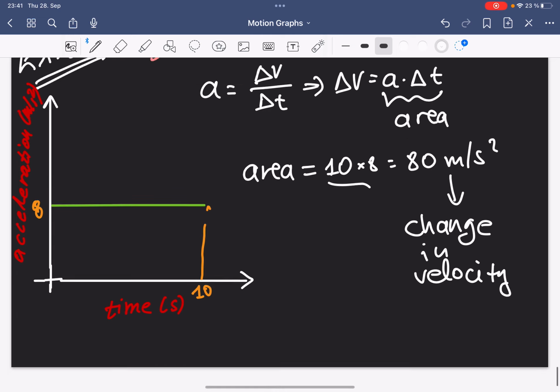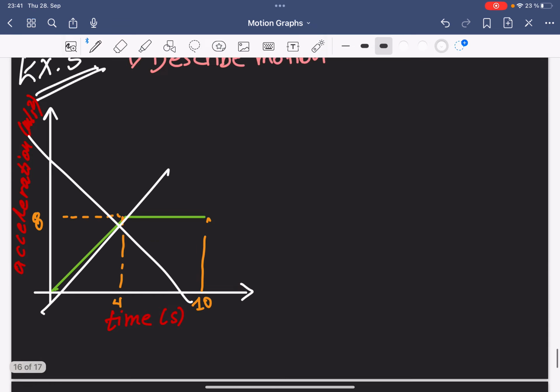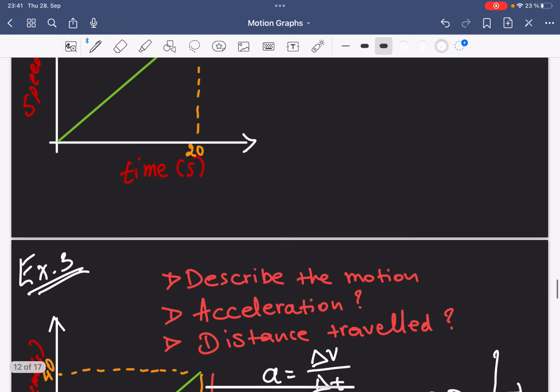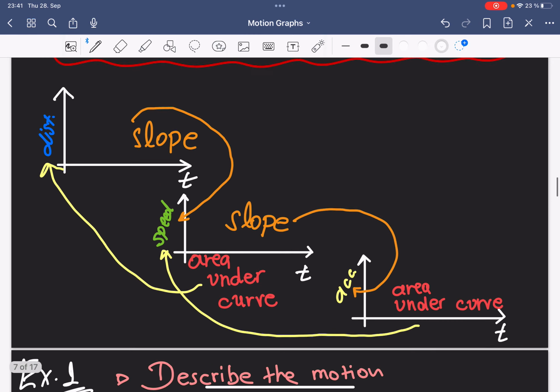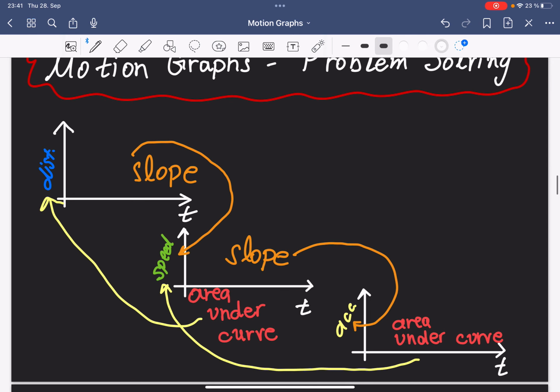So again, I want to leave you with the summary slide, which I really hope can help you, and how we can move from a distance time to a speed time to an acceleration time graph, and what information we get from each one. So basically it's the slope and the area under the curve. And the first thing you do is identify what you have on the y-axis, and then you know what you can get from the slope of this graph and what you can get from the area of this graph.